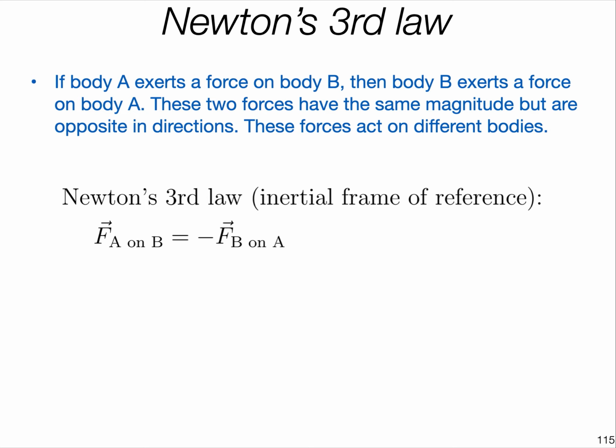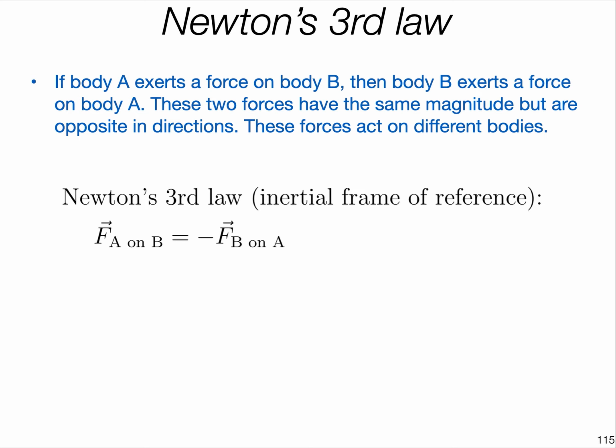Let's be clear about what we mean here. We're talking about two different objects, object A and object B. If object A applies a force to object B, then it means that object B must also apply a force to object A, and those two forces must have the same magnitude. Right? If one is 20 newtons, the other one is 20 newtons, but they're in opposite directions.